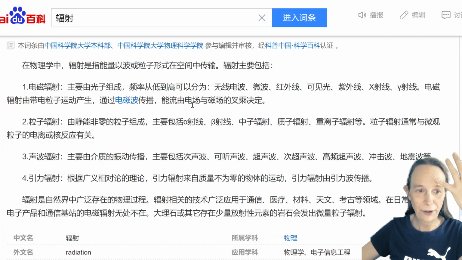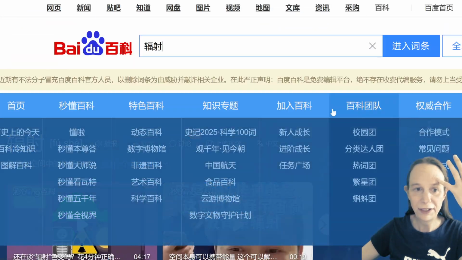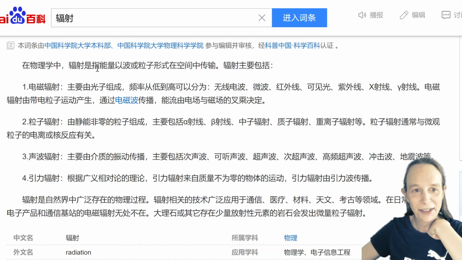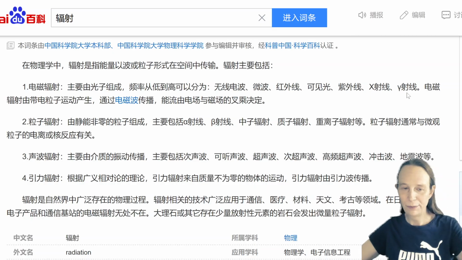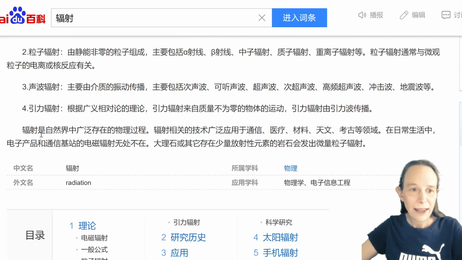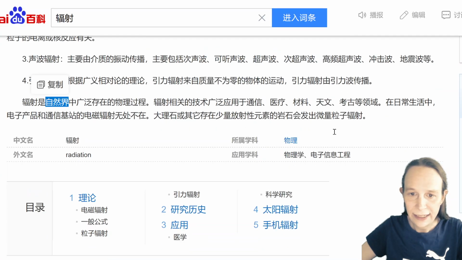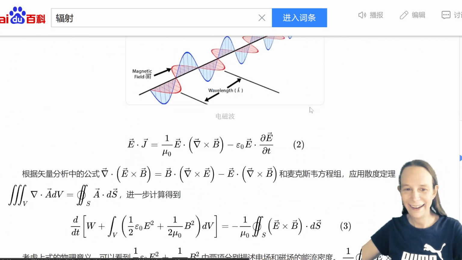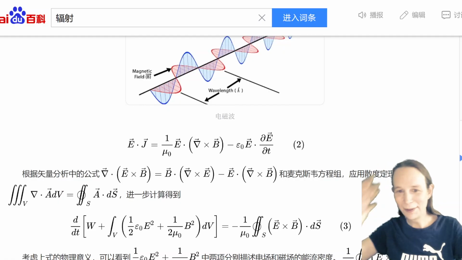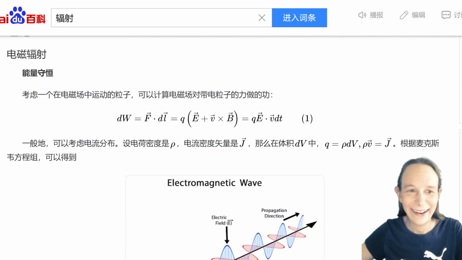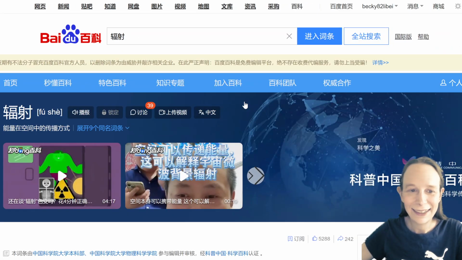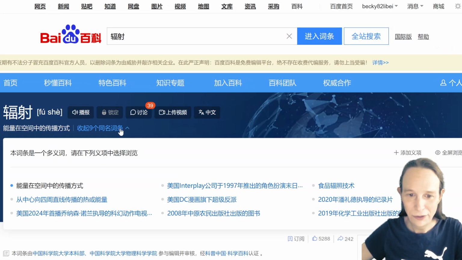So a verb, we need the dictionary definition more than this. This is the physics definition. Yeah, physics, multiple types of radiation. Okay, 自然界中这个 yeah. What's this? Like Maxwell's equations or something, I don't know. We just want a dictionary definition.